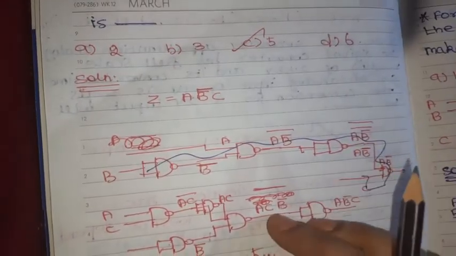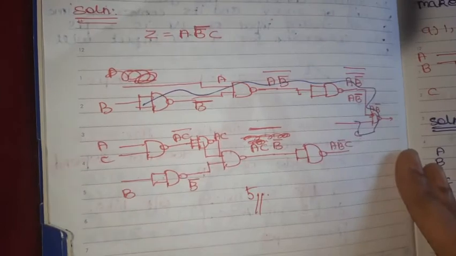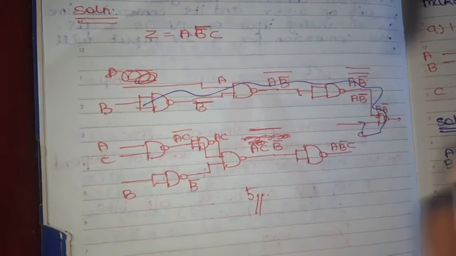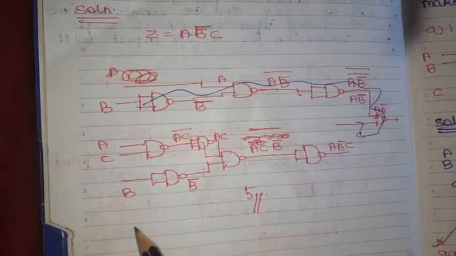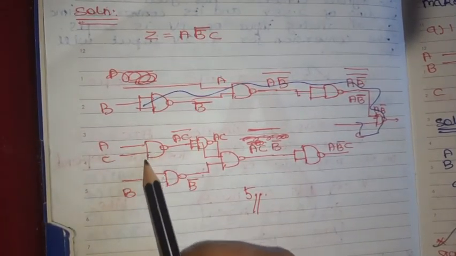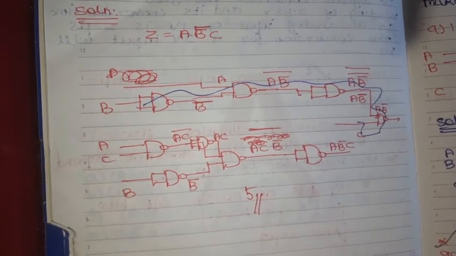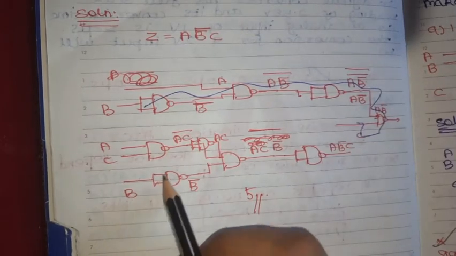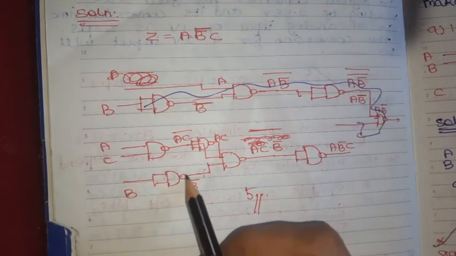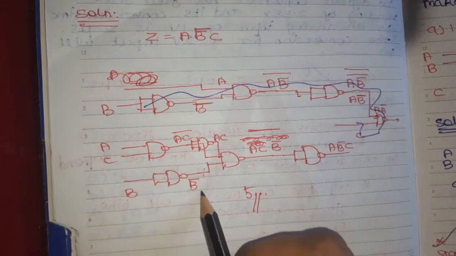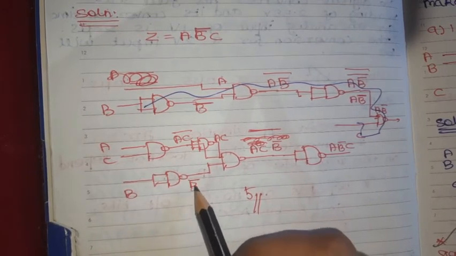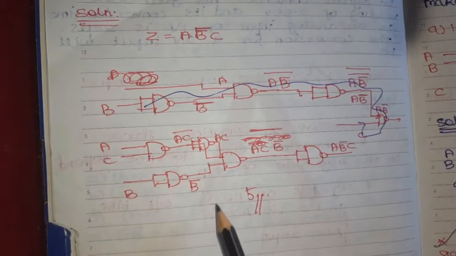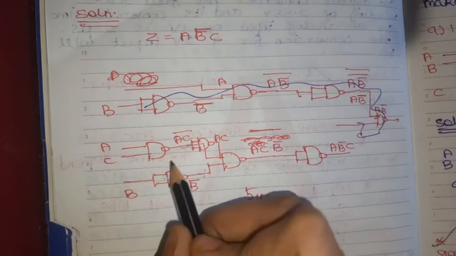So before going to this, we'll solve for this. Z is equal to A B bar C. First we'll get A and C in one NAND gate. So what we will get? AC the whole bar, right? Again B will be given to this NAND gate. What we will get? B bar. Then these two, B bar and AC bar, will be given to the next one.